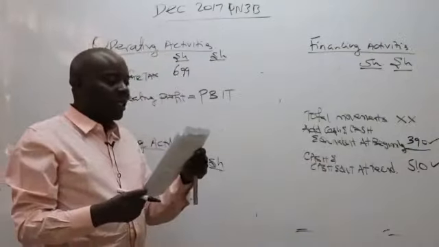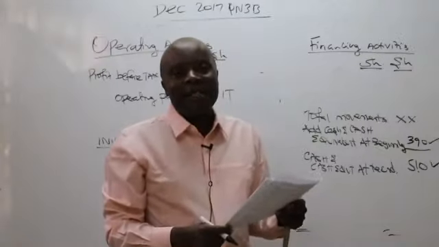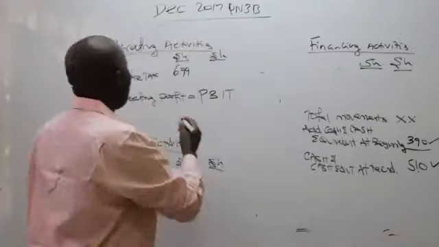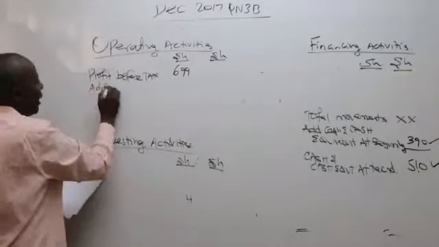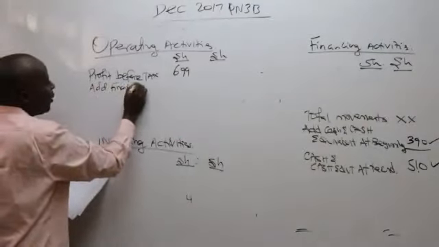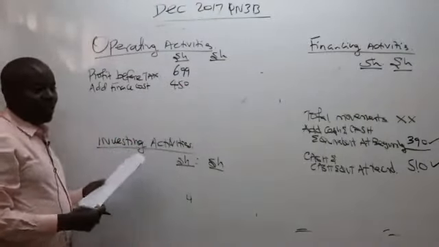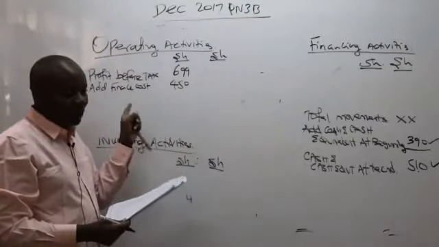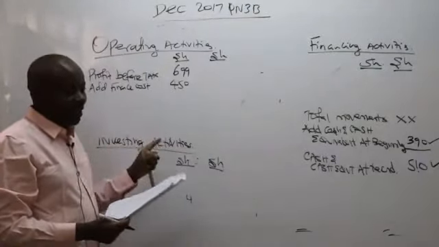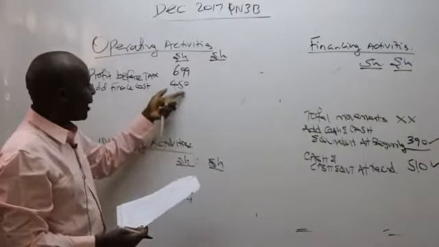If you look at the income statement, they have given us the finance cost. So come here and add the finance cost. The finance cost here is 450. If you wish, you can go ahead and add it to give us what we call profit before interest and tax. But you can also leave it like that, and just add the finance cost.